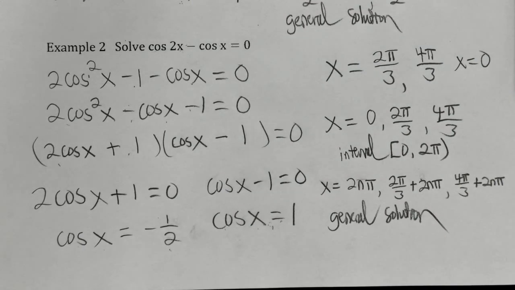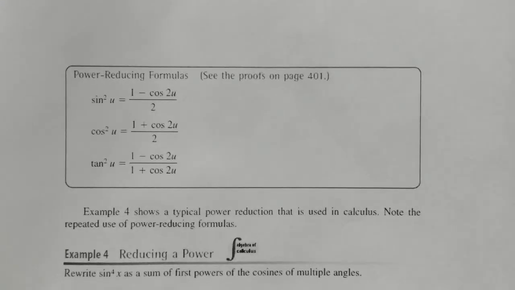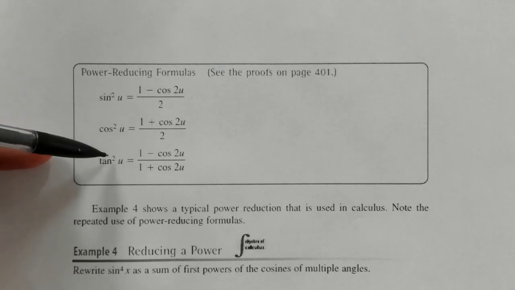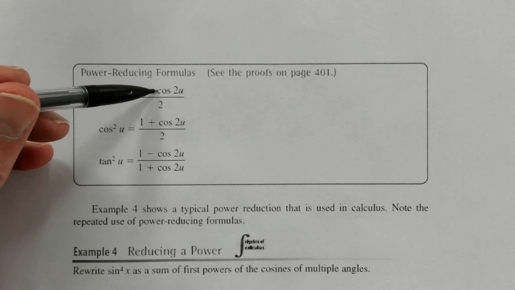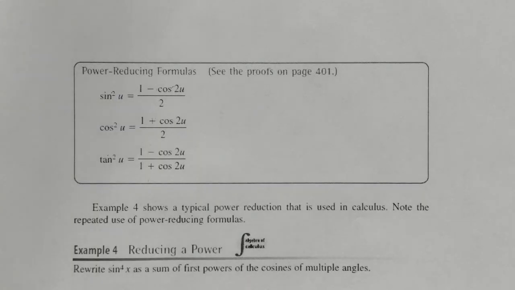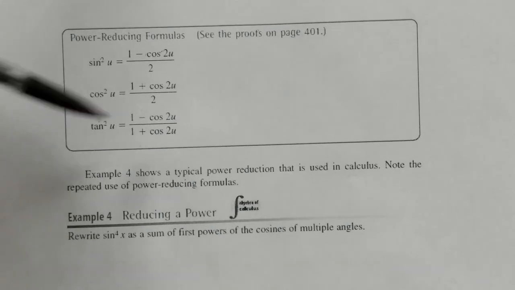Okay, let's shift gears now and take a look at a different set of formulas. So these are the power-reducing formulas to take it from sine, cosine, or tangent squared to be written as cosine to the first power of a double angle formula. Okay, so typically we don't always incorporate these in solving equations, although they can be.